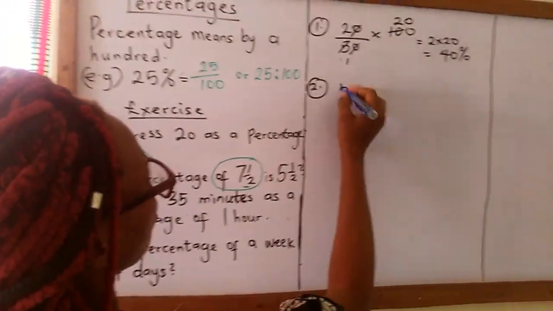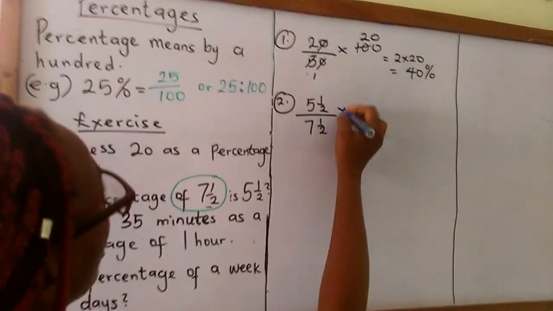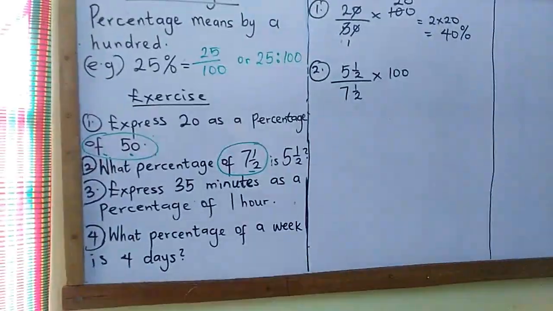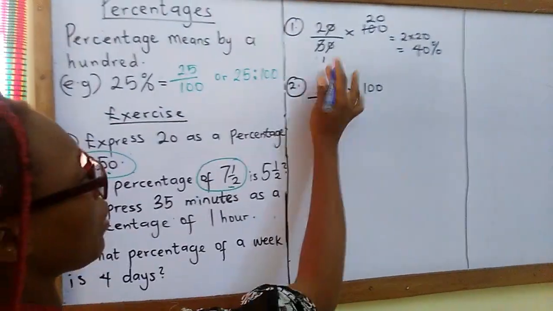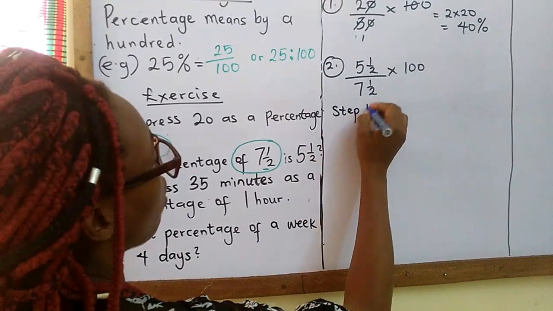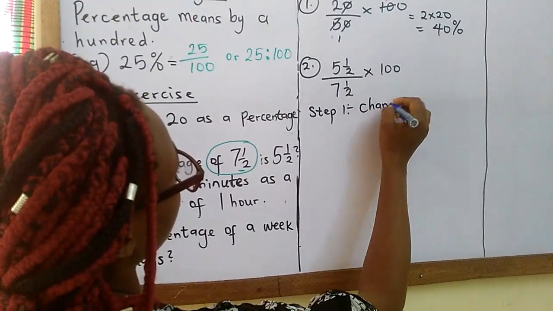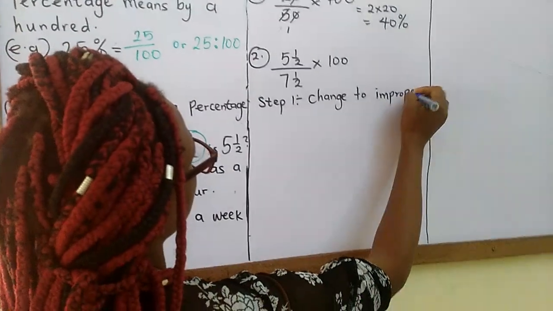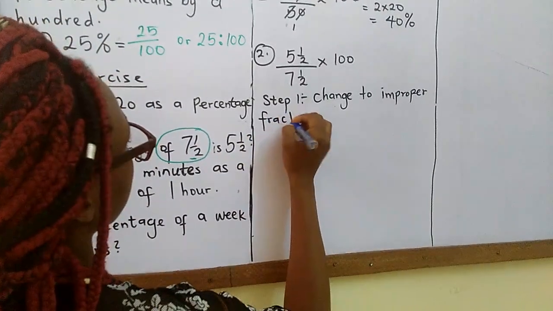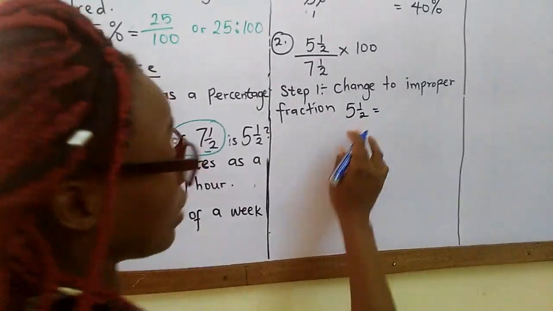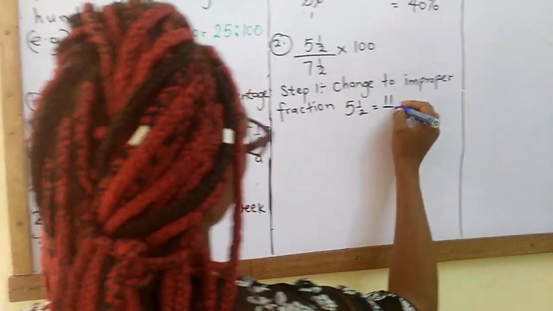So we have 5 whole number 1 over 2 divided by 7 whole number 1 over 2 times 100. The reason for this times 100 is because we are dealing with percentages. Now, for step 1, we can't work with this mixed number, so we have to change to improper fraction. 5 whole number 1 over 2 is going to be 5 times 2 is 10, 10 plus 1 is 11 over 2.